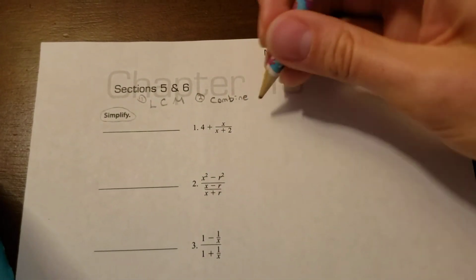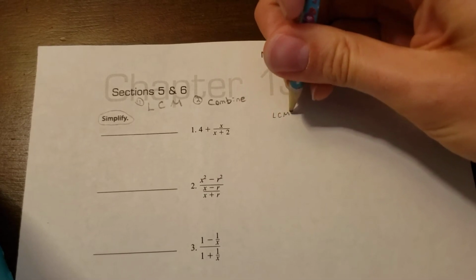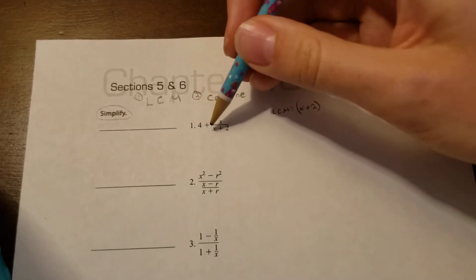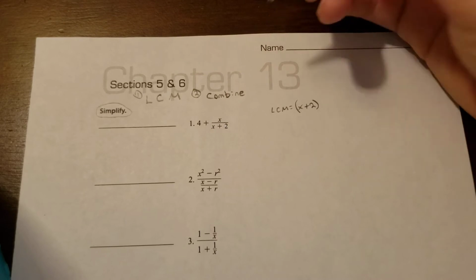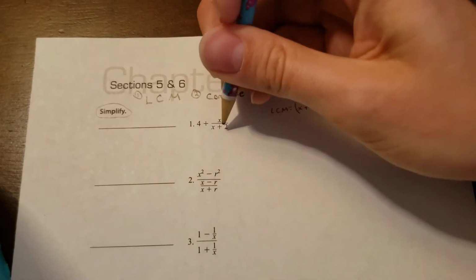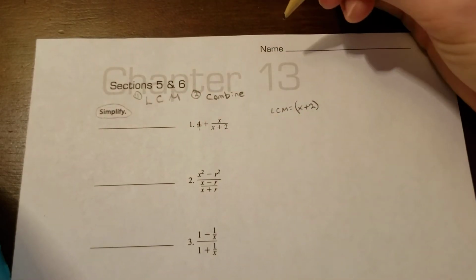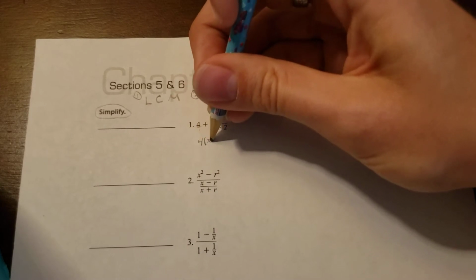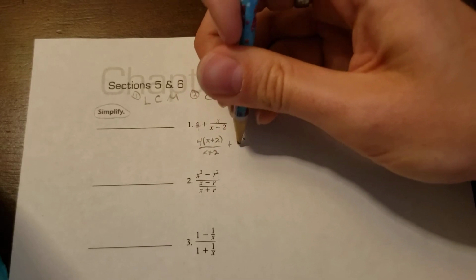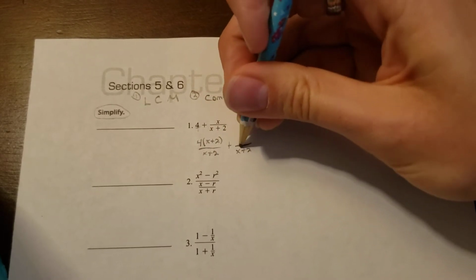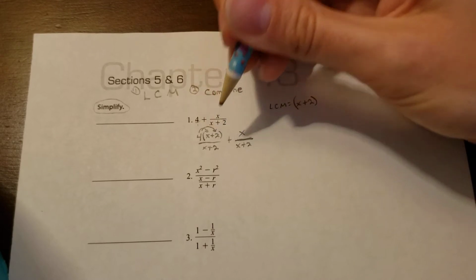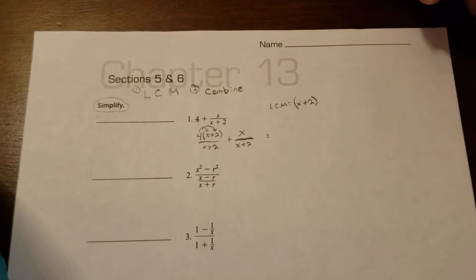Okay, for this first one, the least common multiple is x plus 2. I have x plus 2 in my denominator over here, so I just need to have it over here. So what I'm going to do is multiply this top and bottom by x plus 2, giving me 4 over, plus x over x plus 2. Multiply this through and combine. Tell me what it simplifies to.